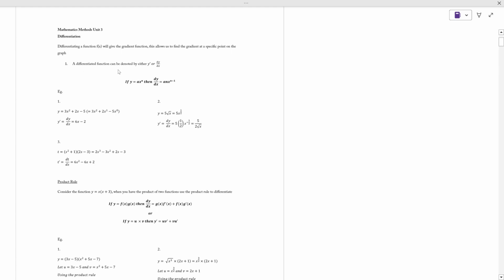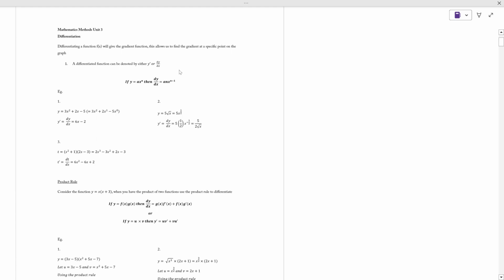A differentiated function can be denoted by either y dash or dy/dx. So basically, to show your gradient function, when you apply differentiation, you can show that differentiated function as y dash or dy/dx. Throughout this whole topic, you'll see either y dash or dy/dx, and your teacher might use one or the other, and they might be a bit more partial to one than the other.